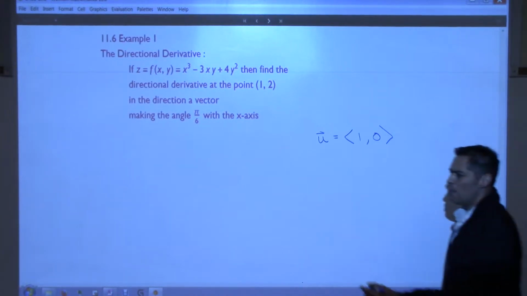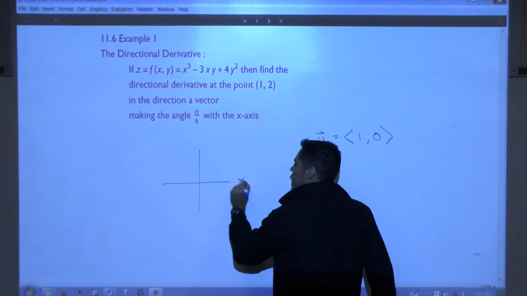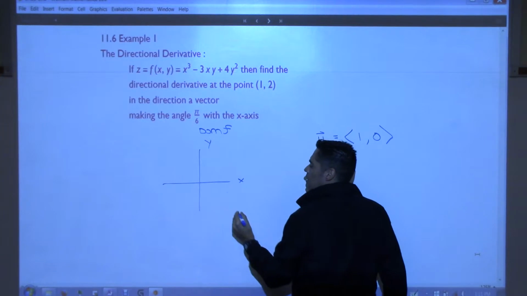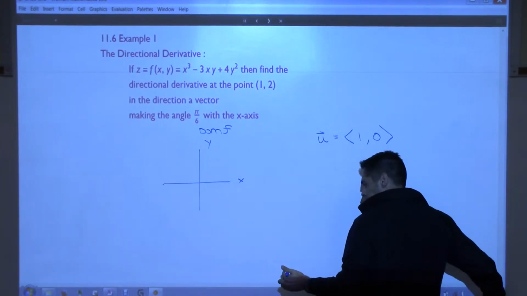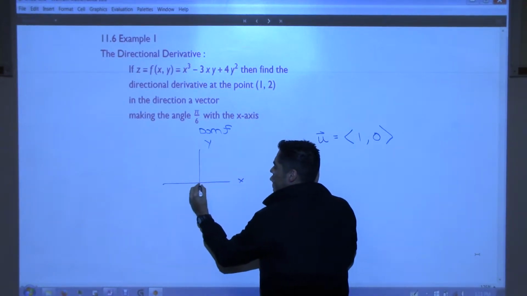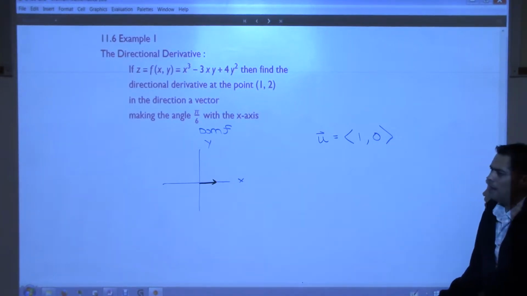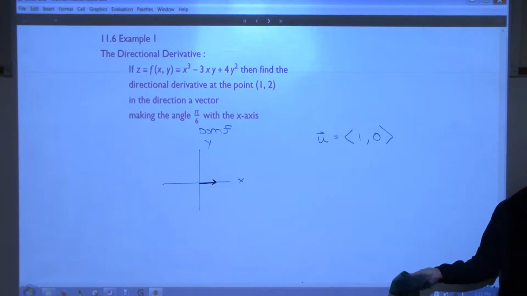So think about it domain-wise. If you're just looking at the ground, here's your x, here's your y. This is just the domain of the f function. This is the vector i hat, right? Which just points out to the right. So it's pointing in this direction, like this. And if I'm pointing in that direction, isn't that exactly the partial derivative with respect to x?